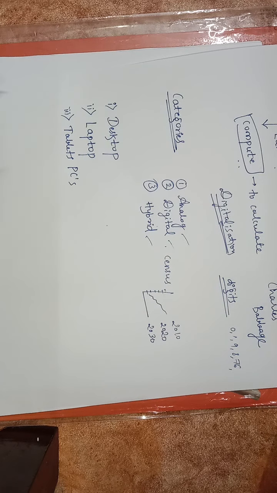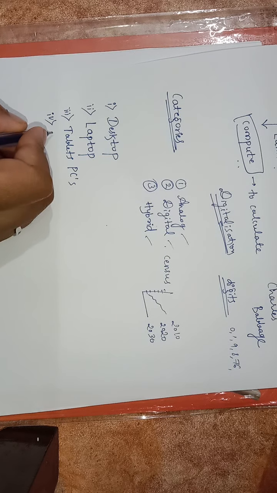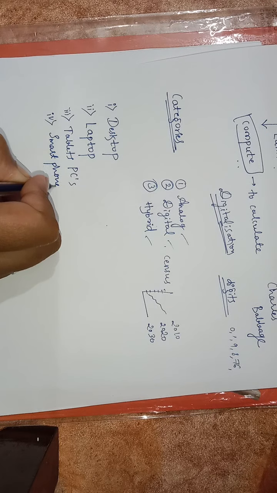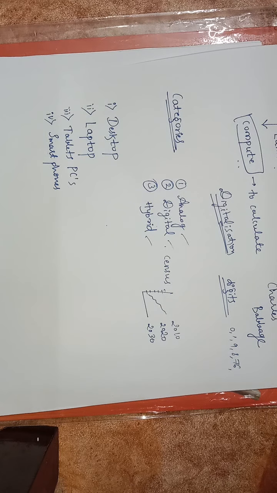Okay, and we have handheld computers. They are called smartphones. This smartphone is also a modified computer, right? Whatever you can do in the computer, you can perform in the smartphone also. So all these computers we use individually. Individual persons can use such kinds of computers.